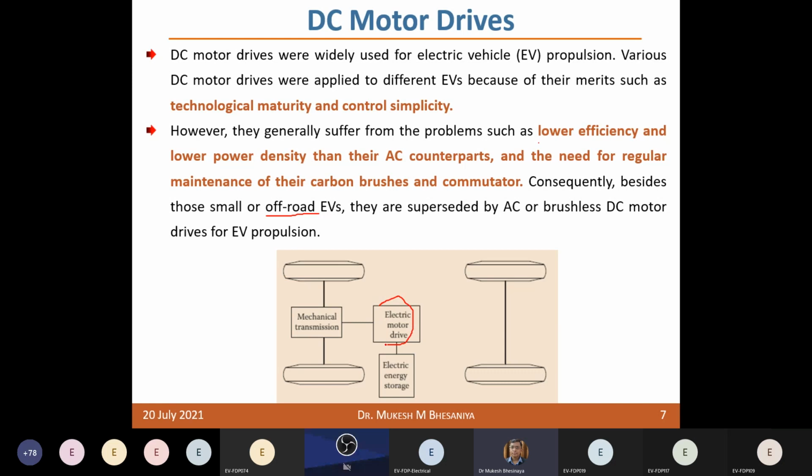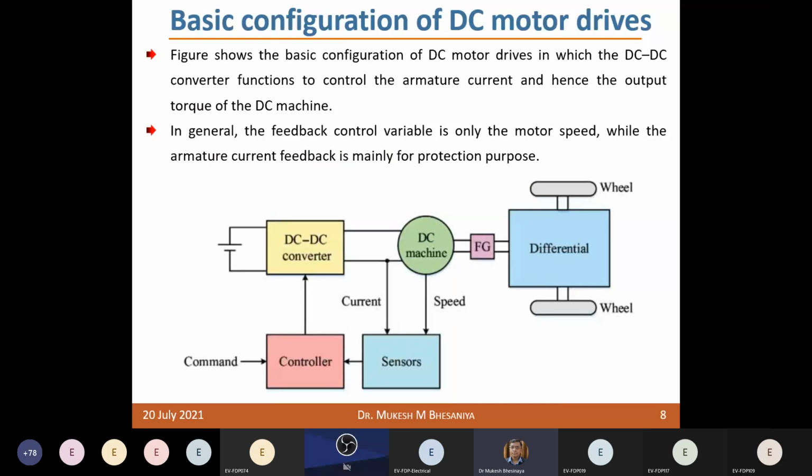You can see here you have an electric motor drive, and an energy storage device, which is a battery, and this will supply the mechanical transmission. So it's a single motor EV drive. Now in the basic configuration of a DC motor drive, this is the energy storage and this is your DC machine. Based on the speed requirement, gears may be connected with the mechanical transmission, or the machine may be directly connected to a low speed drive.